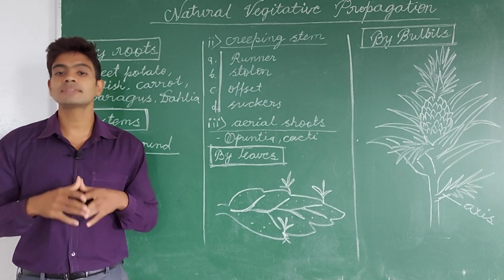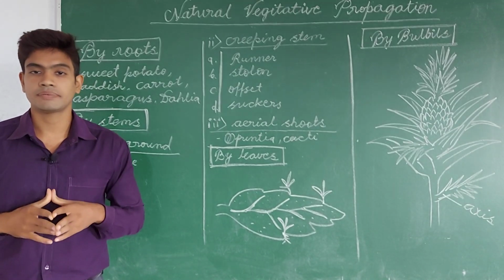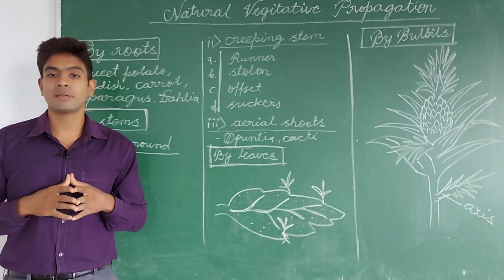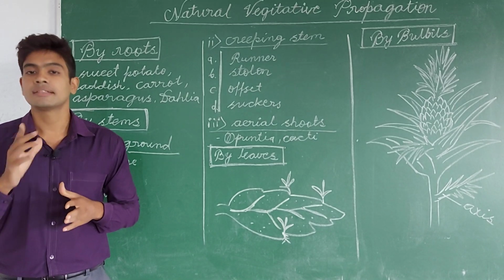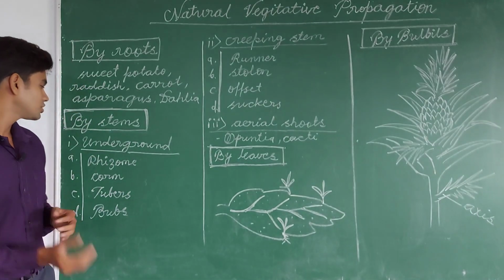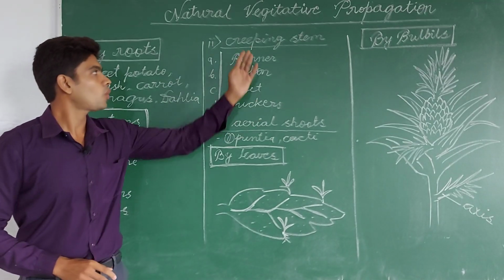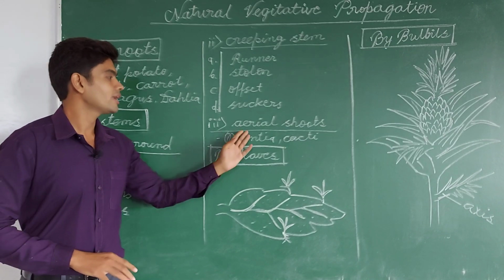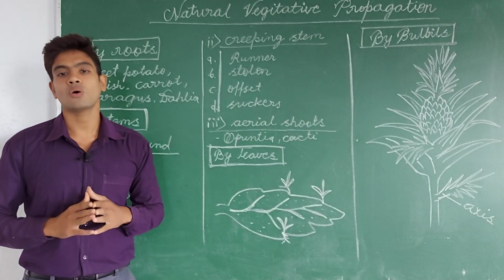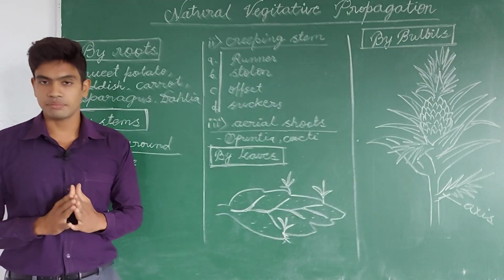Similarly, vegetative propagation naturally occurs by stems. In this case, the stems develop a new plant, and these stems can be categorized in three categories. The first category is called the underground modified stem, the second category is called the creeping stem, and the third category is called the aerial shoots.